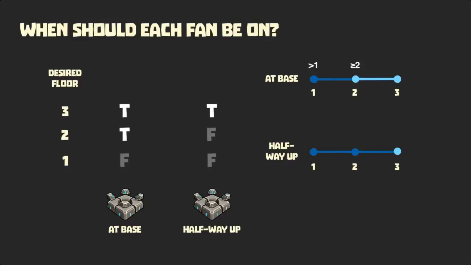It's shifted over, so let's shift our numbers over for the comparator. Greater than 2, or greater than or equal to 3. Now wait a minute, you might say, wouldn't it just be easier, for example, for the fan at the base, to have it say not equal 1? Then it would be on for 2 or 3 or 4 or what have you.